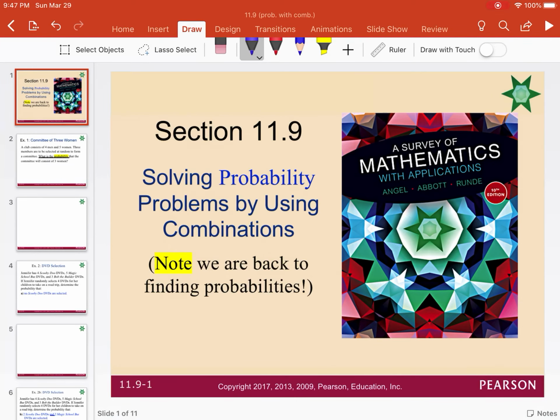All right, guys. Well, we are back, and we have our last section before a test, section 11.9. And the good thing is there's no new ideas per se. It's just combining ideas you've already learned. Okay, so be encouraged by that. And here we go. We're going to finish up with back to probability.